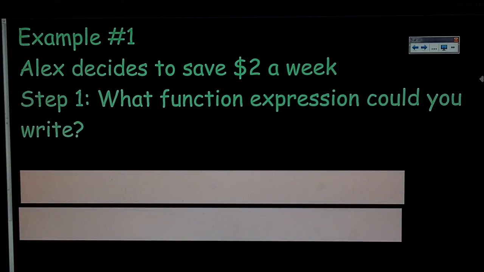So here's our first example. Alex decides to save $2 a week. The first thing we're going to do is what we worked on last week, which is we're going to write a variable expression for this. So take a second, see if you can write an expression, and in about 5 seconds, I'm going to show you what I decided to do.